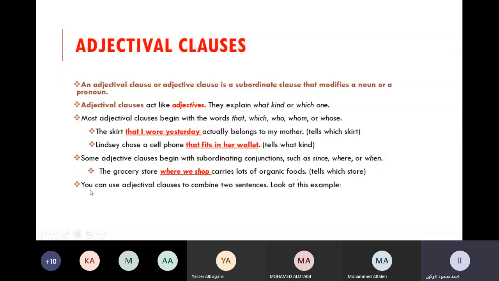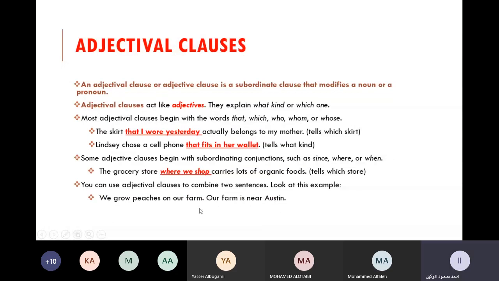Next example, you can use adjectival clauses also to combine two sentences. That's the most important thing. That's what I really need right now. When you have two independent clauses, two main clauses, and you need to combine them in just one sentence. For example, when I say: we grow peaches on our farm. Our farm is near Austin.